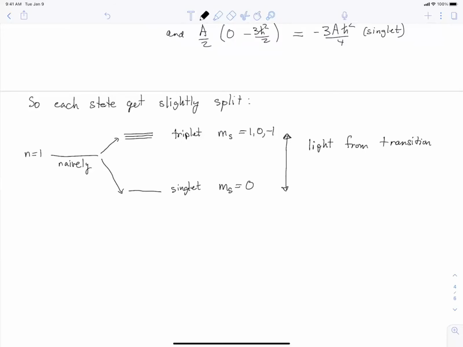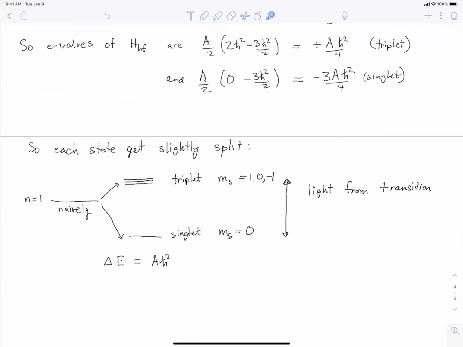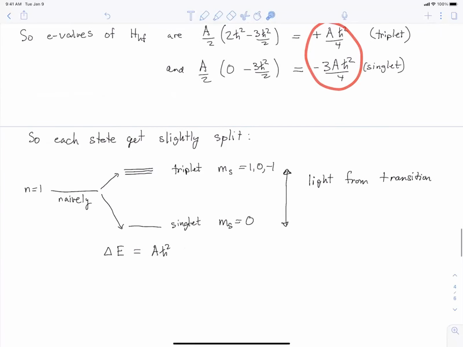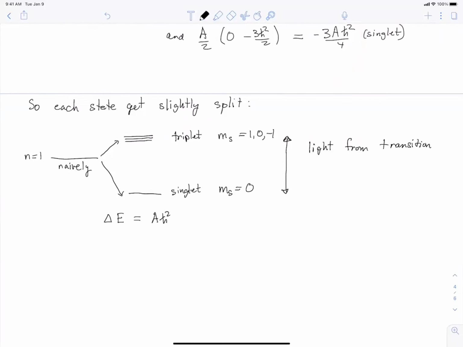Okay, and to work out what the light energy is, it's delta E equals a h bar squared. There I'm just taking the difference between these things. And there's where you need to know what the number A is. If you plug in what the number A is, it turns out to be 5.87 times 10 to the minus 6 electron volts. And that's going to be h bar omega for your photon that gets emitted or absorbed in this transition.